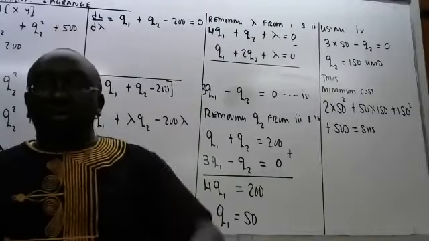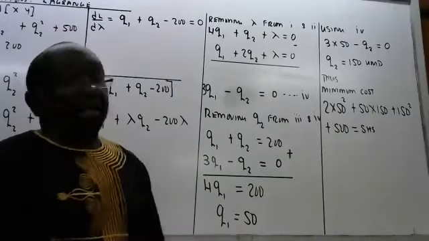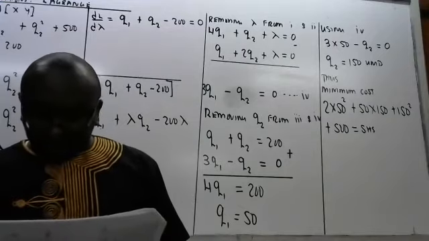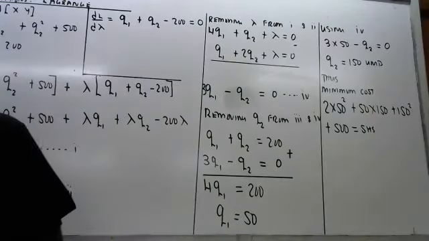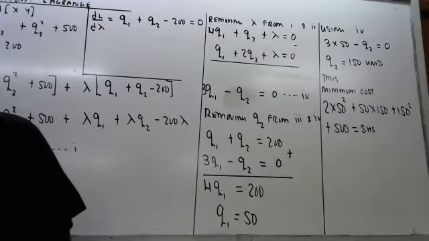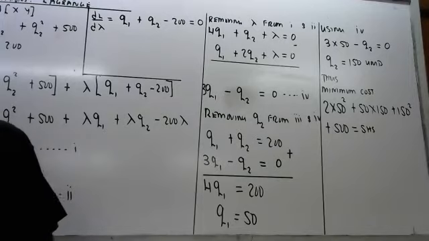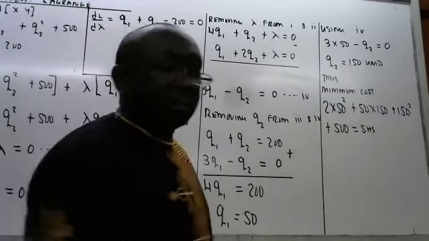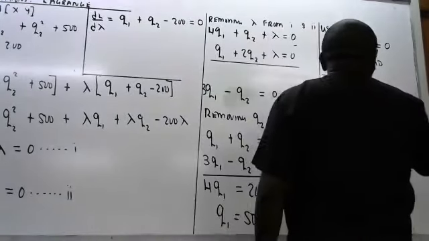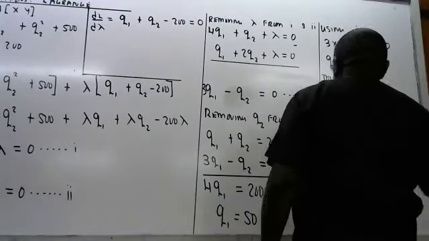Yes, you could also use any other equation. Equation 3 is also okay. So Abel is saying that it is 5,500.